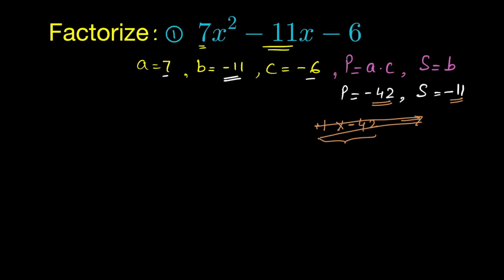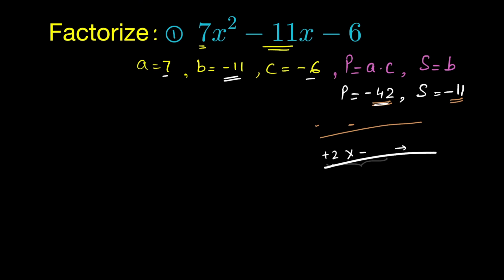Now we take the second way. We try two numbers which when multiplied again give minus 42 and when added should give minus 11. We started with 1, now we take the next number as 2, so 2 times minus 21. The product is good, but when we add 2 and negative 21, we get minus 19, which is not the same as minus 11. So this also doesn't work.